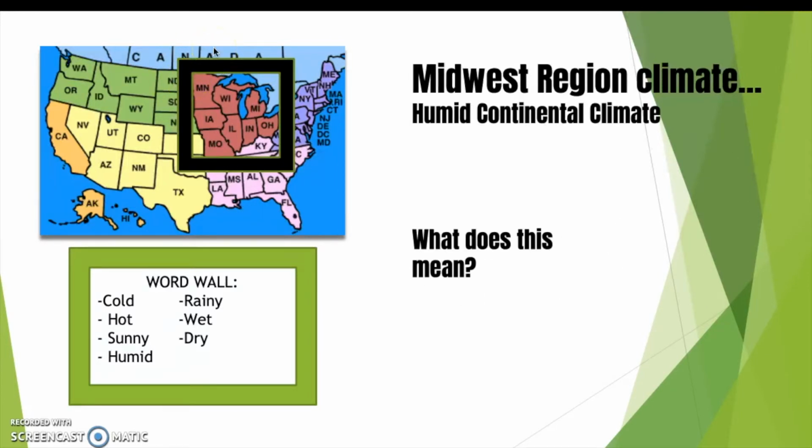Okay, so what does the weather mean? The characteristics I think for this are going to be cool and humid. So think about our winters and springs. It's generally pretty cool. We don't have the hottest of summers, and it's pretty humid outside as well.